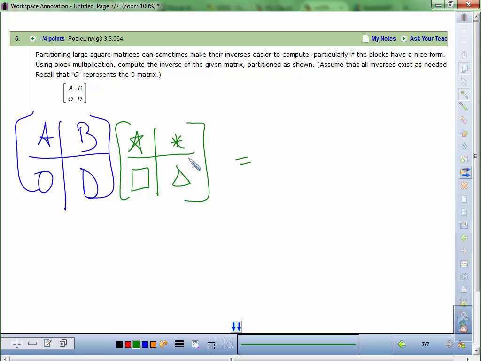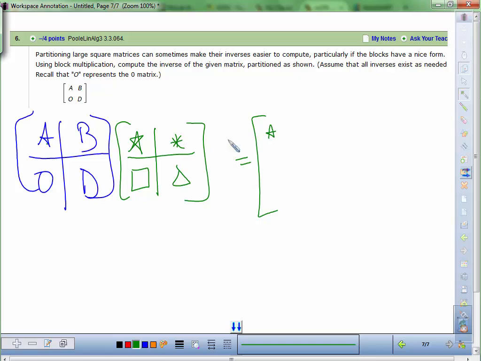So if you do the regular matrix multiplication, these star, asterisk, square and triangle are not numbers. They're actually matrices, and they could potentially be different sizes. If they were all square matrices, that would have been great, but I guess we have to assume that they're all different.